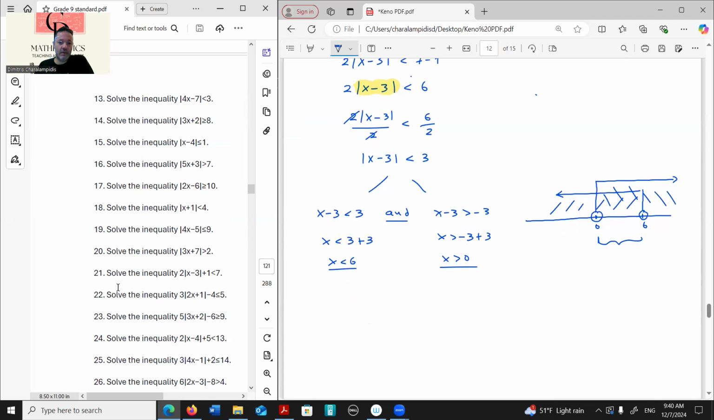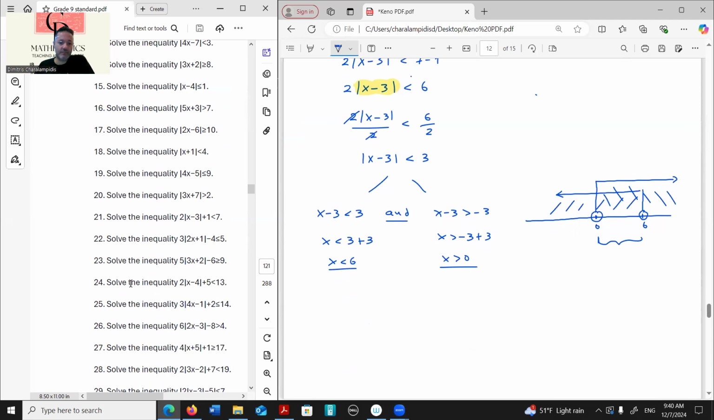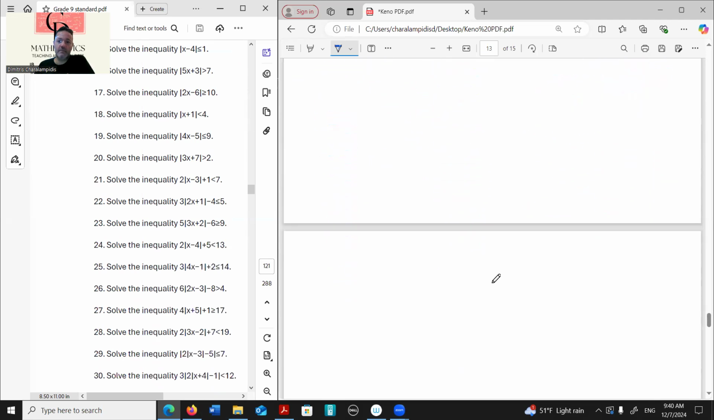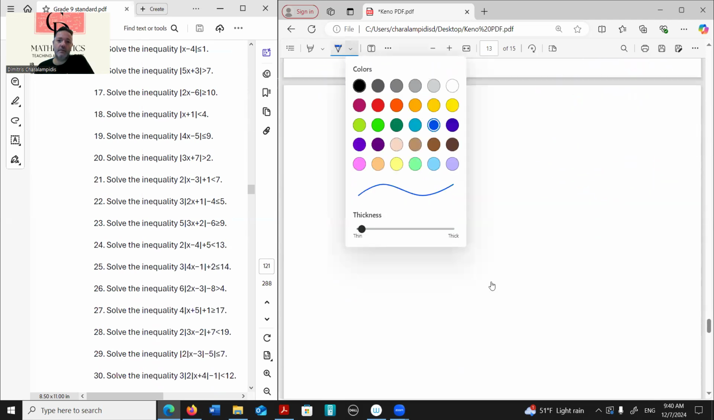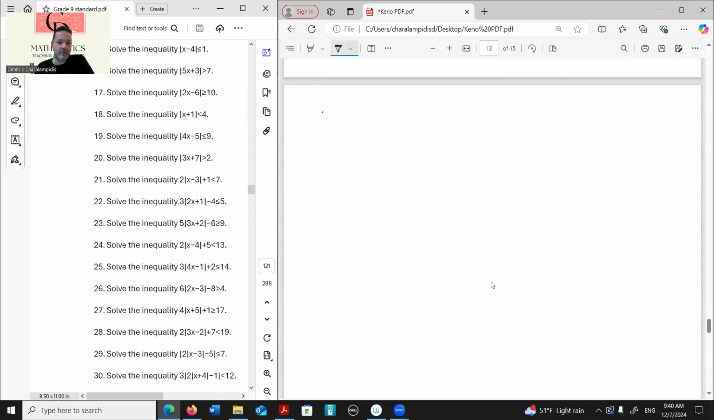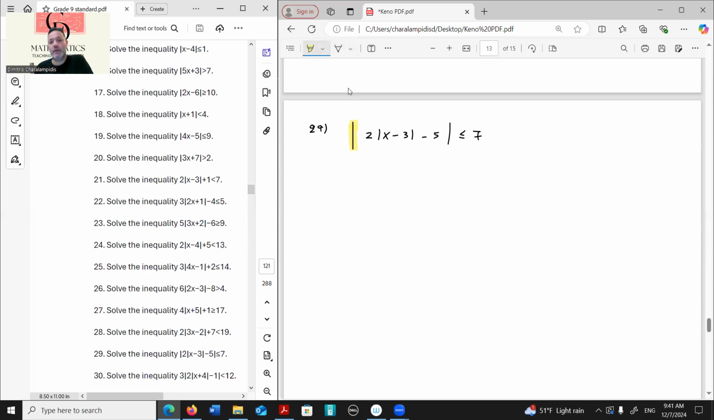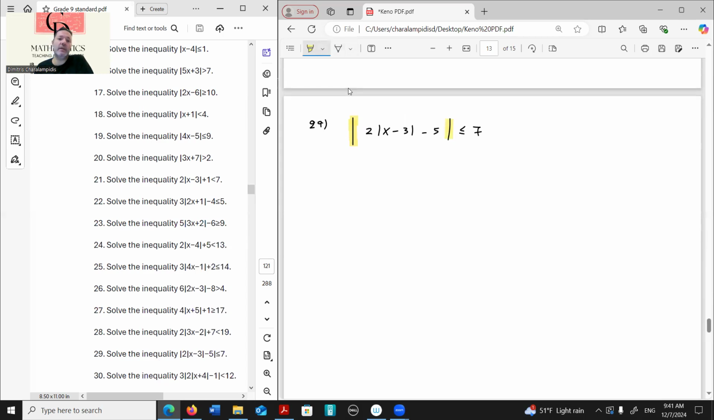And let's do a kind of harder one, which has double absolute values. Let's do 29. Absolute value of 2 times absolute value of x minus 3 minus 5, all that is less than or equal to 7. Remember that it's about a symbolic language. So ignore the inner absolute values and let's see how we can get rid of that.